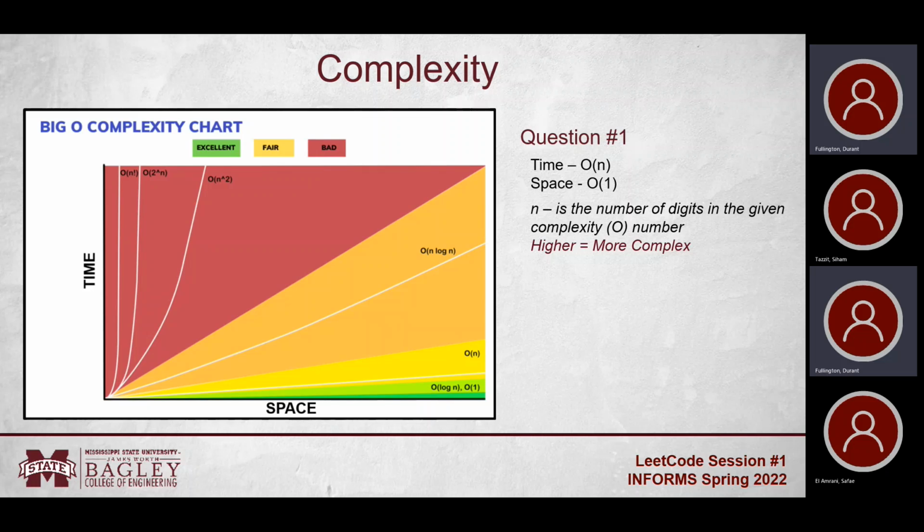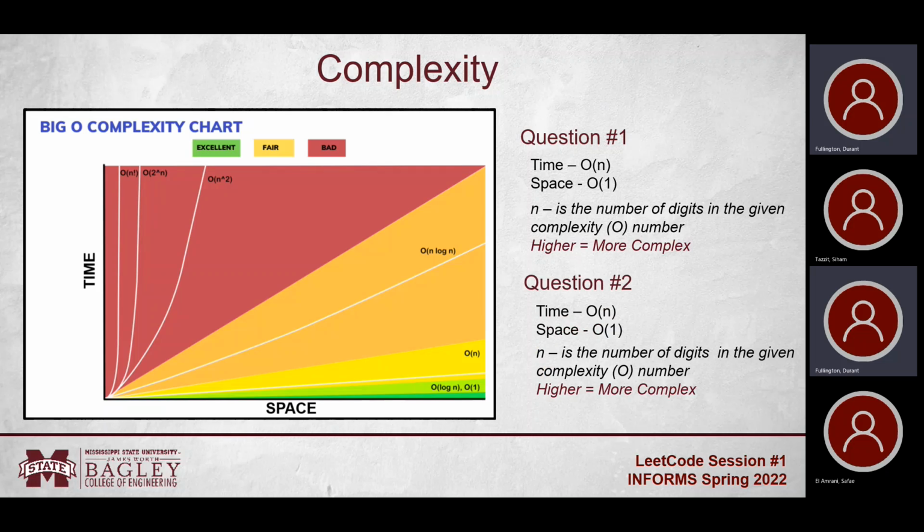Here is the complexity of our two problems. In the first question, the time complexity is big O of n, where n is the number of digits in the given integer, or the number of characters in your first question. In question 2, the time complexity is the same, big O of n, and the space complexity is big O of 1. If you remember, in the first and second question, we just allocated one variable. Therefore, the space complexity is O(1).